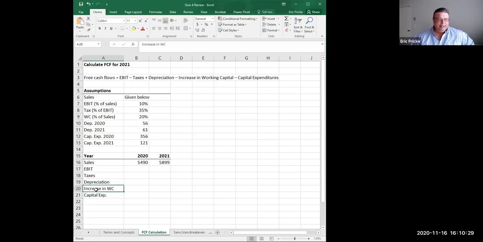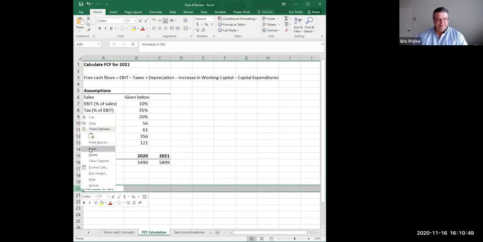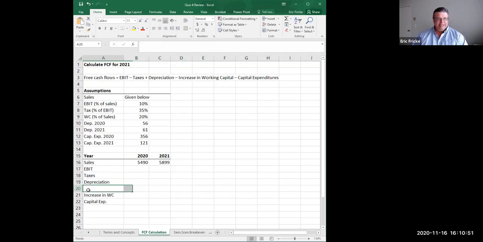Now, increase in working capital. So as I look down here, we've got all the information we need for all that, right? But increase in working capital is different than just working capital as a percent of sales. So to get the increase in working capital, we actually have to first calculate working capital by itself, right?